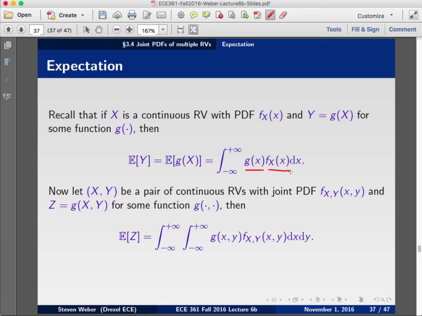So in perfect analogy with that definition, let's now let the pair XY be a pair of jointly continuous random variables with joint probability density function little f XY, and let Z be some arbitrary function g of the pair of random variables XY. Then if I want to know the expected value of Z, I'm going to do the natural thing. I'm going to integrate over all possible values of y, integrate over all possible values of x. For each possible pair XY, I evaluate g at that pair, and I weight it by the probability density function at that point.